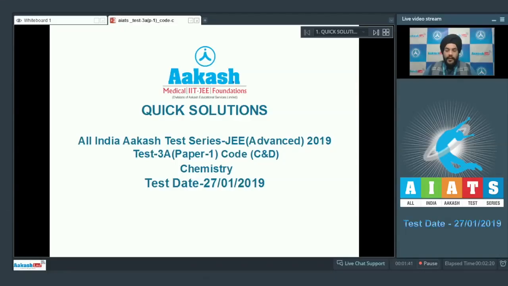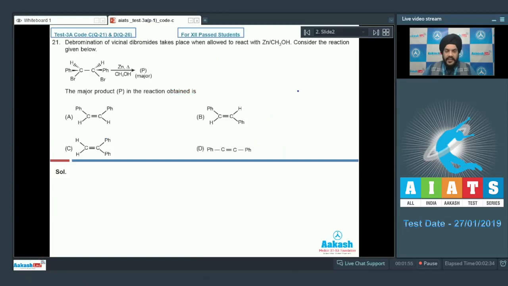Hello everyone, today we'll be looking at some quick solutions to the chemistry section of All India AIATS Test Series JEE Advanced 2019 Test 3A Paper 1 Code C and D. So let's start with the first section. This section contains 6 questions. Each question has 4 options out of which only one single option is correct.